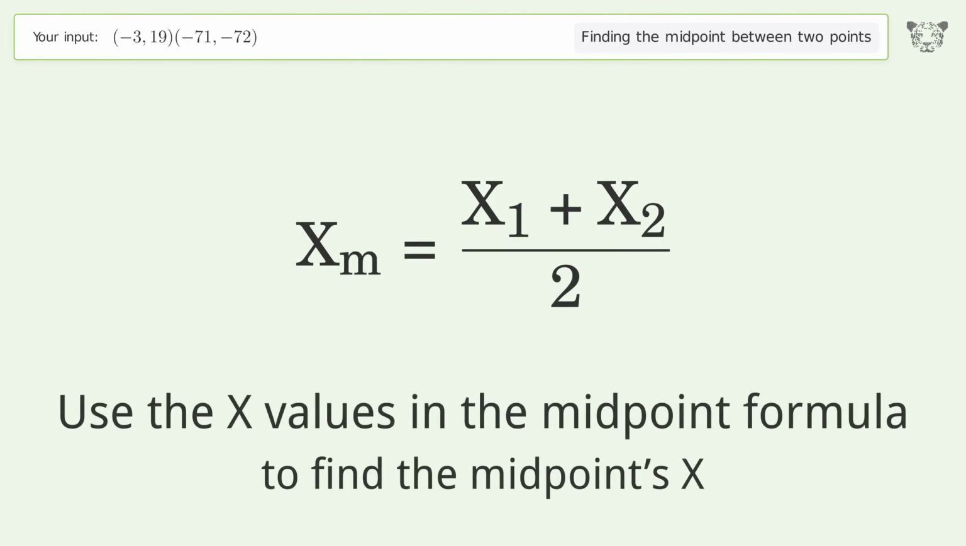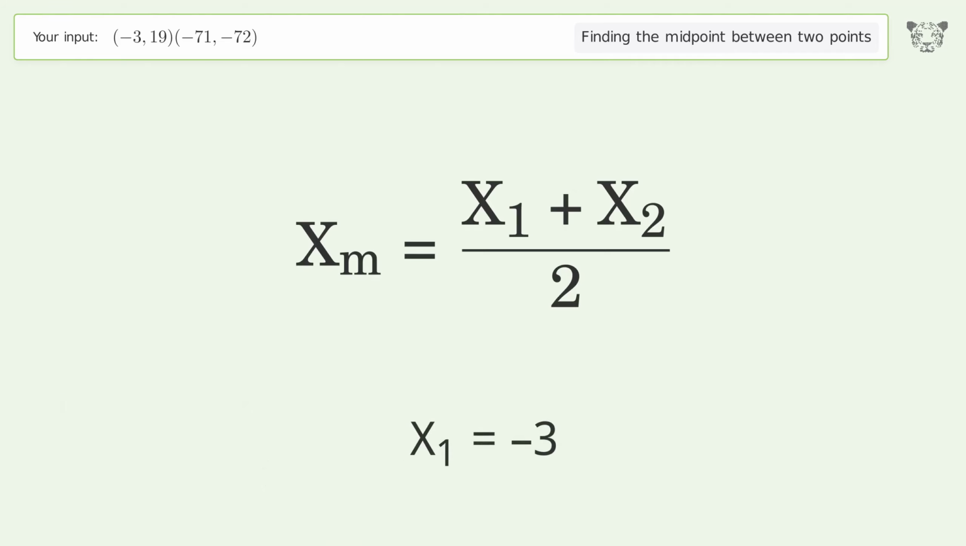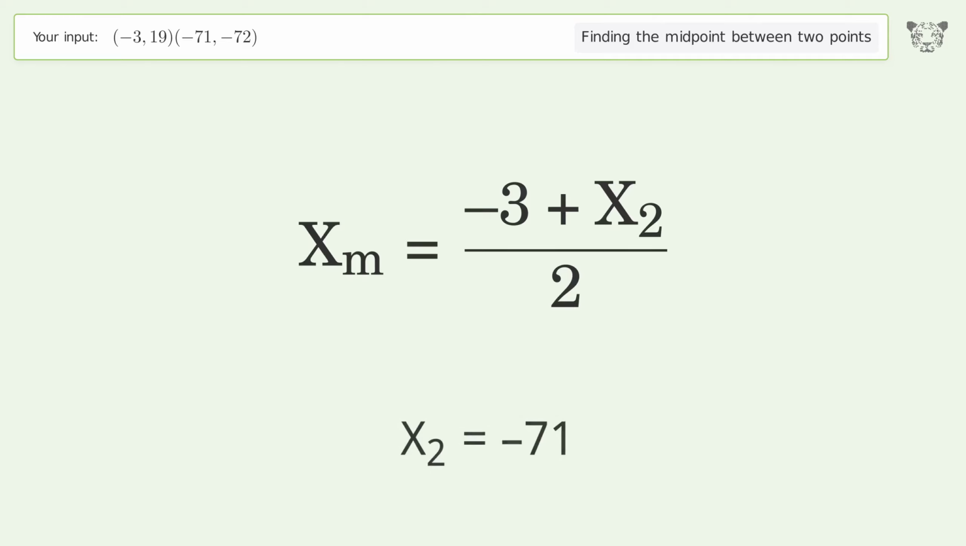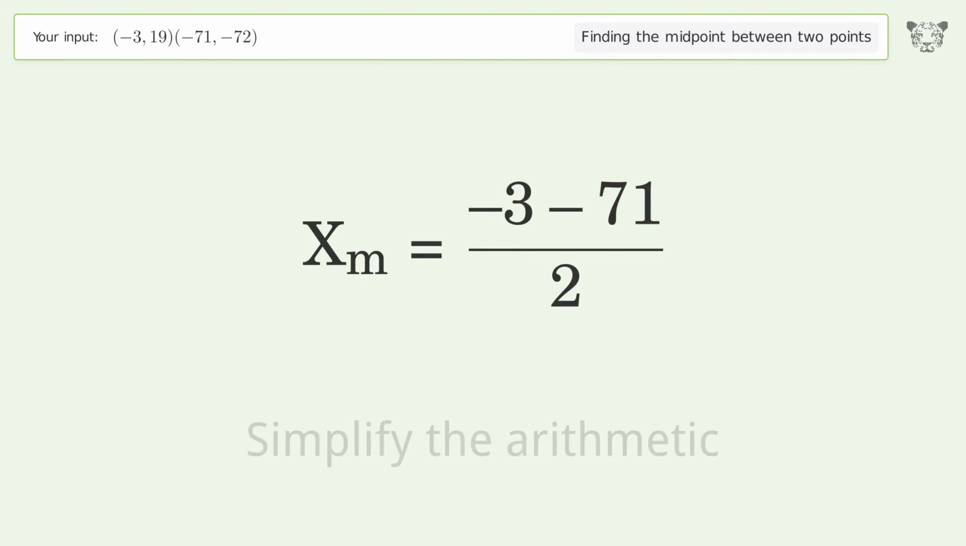Use the x values in the midpoint formula to find the midpoints x. x1 equals -3. x2 equals -71. Simplify the arithmetic.